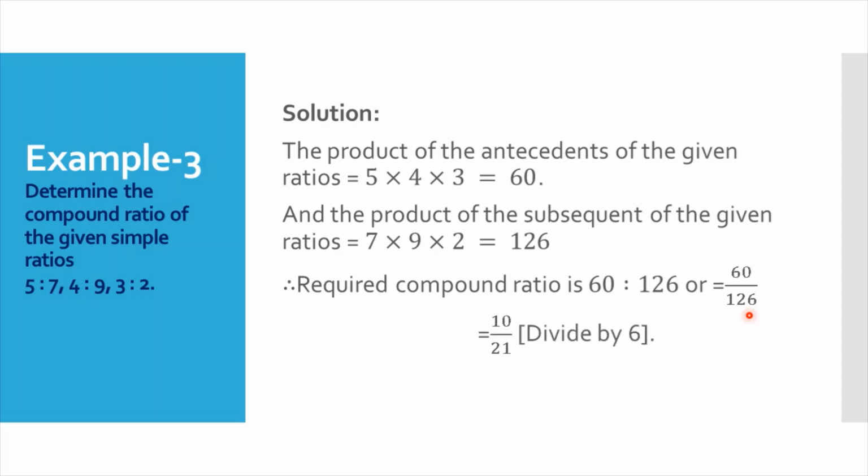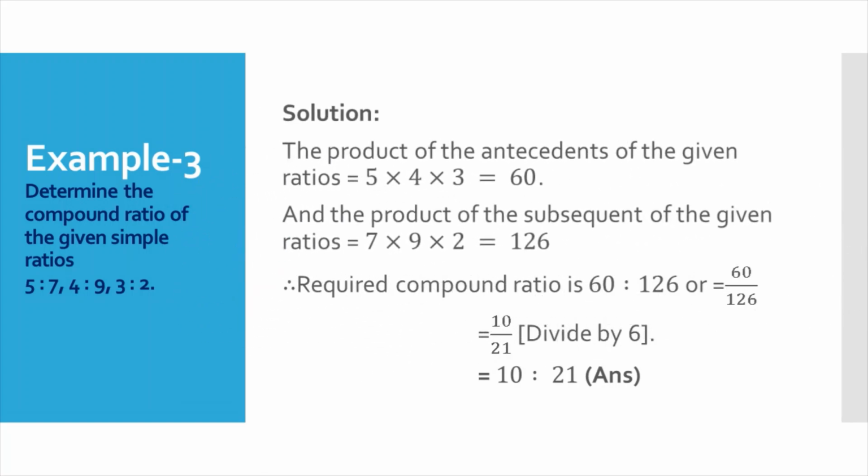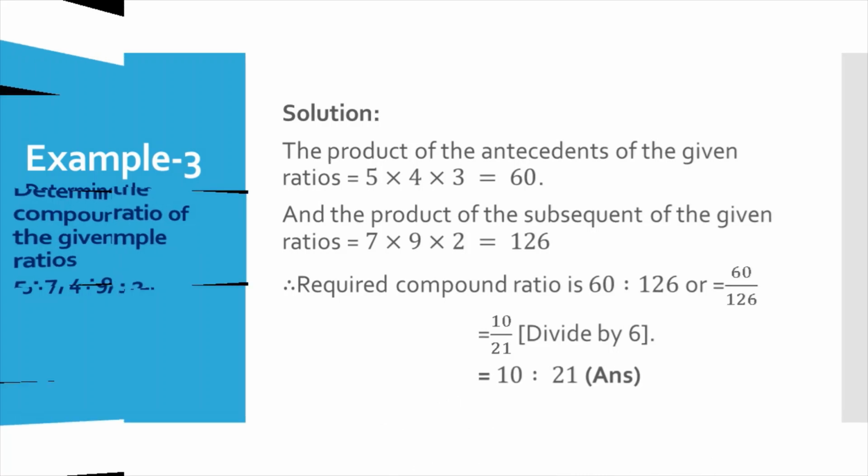After reducing, we get 10 divided by 21, dividing by 6. So from the fraction, we can write 10:21. That is our desired compound ratio. So let us see again. At first, we have to find the product of the antecedents, then the product of the subsequents, then we have to find the compound ratio. Antecedent is to subsequent. 10:21 is our desired answer.